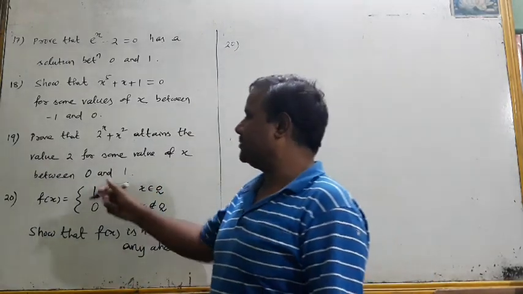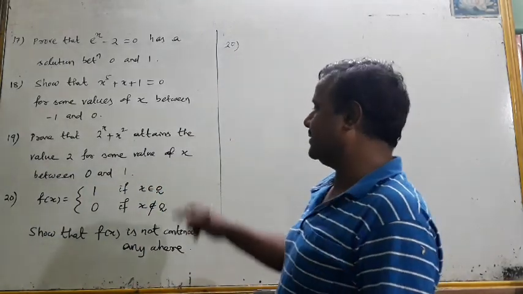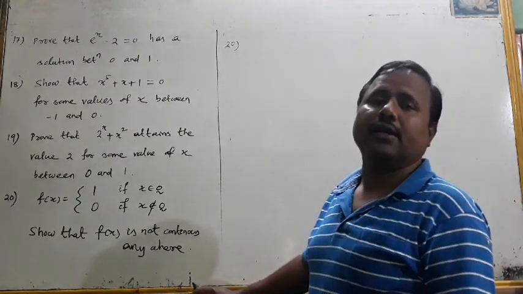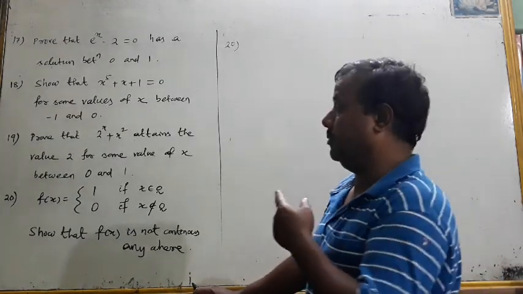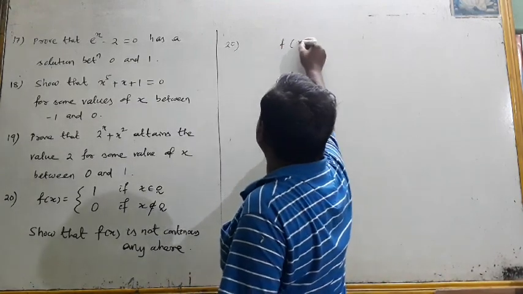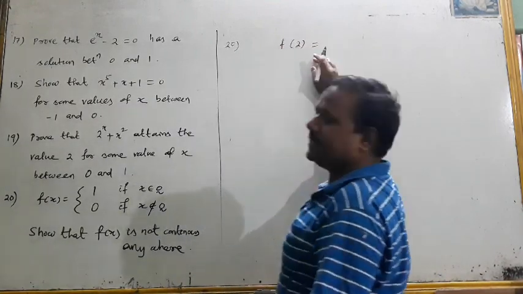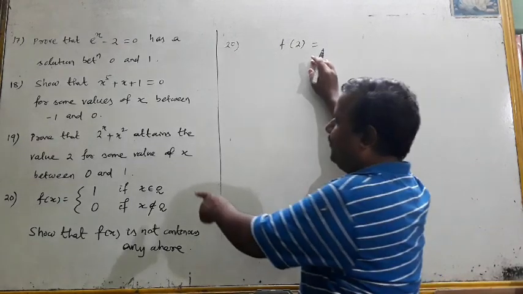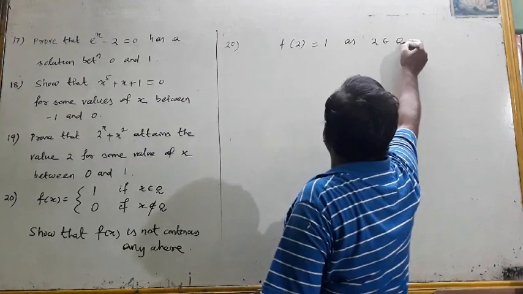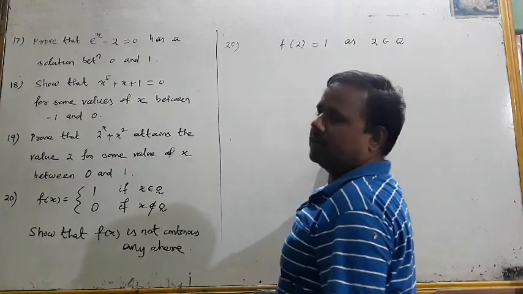Now number 20 is a very interesting one. f(x) is equal to 1 for x belongs to Q, f(x) is equal to 0 for x does not belong to Q. Before going to this problem, I am asking you to find the value of f(2). Now f(2) is 1, as 2 belongs to the rational number category.